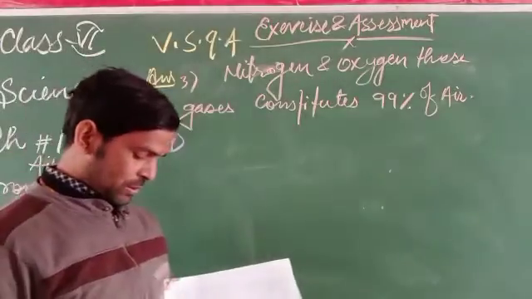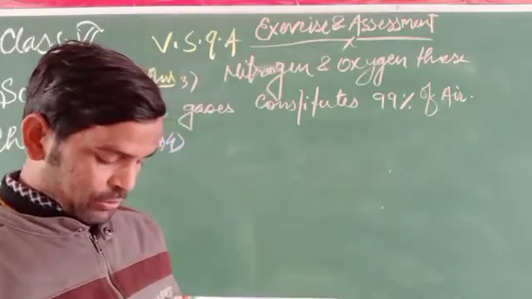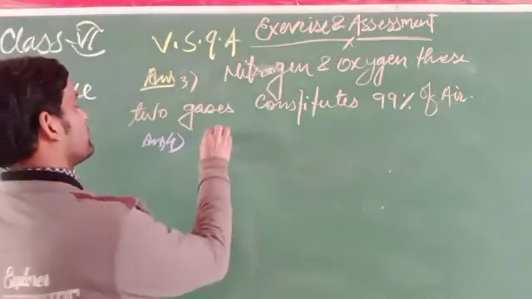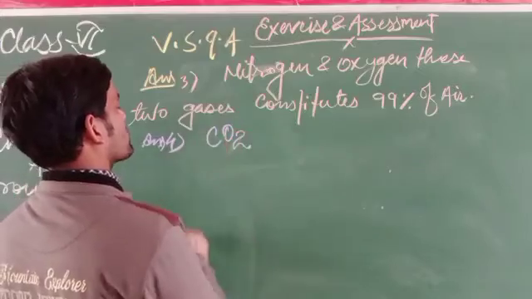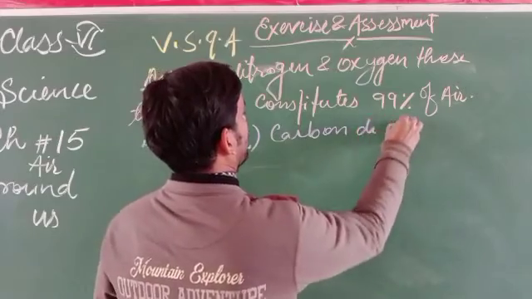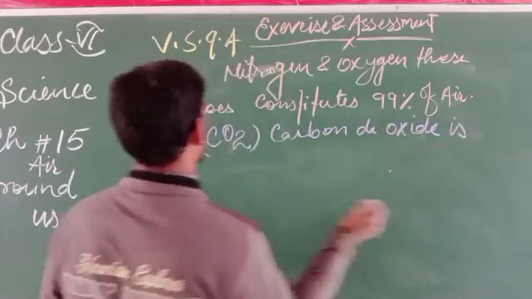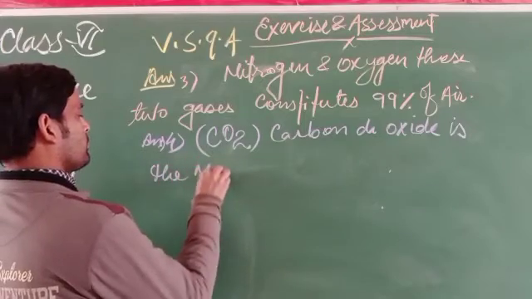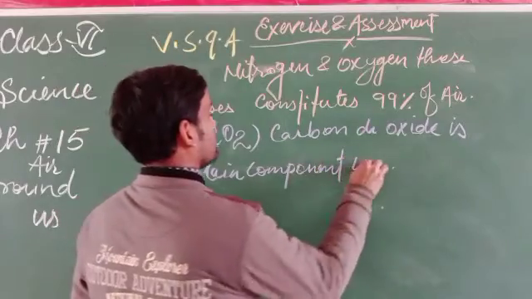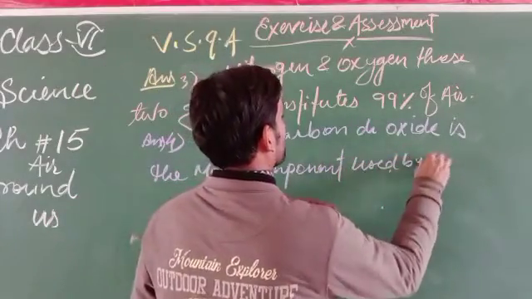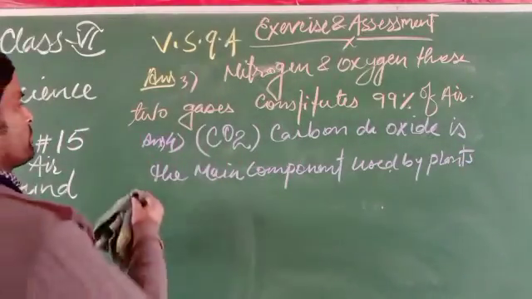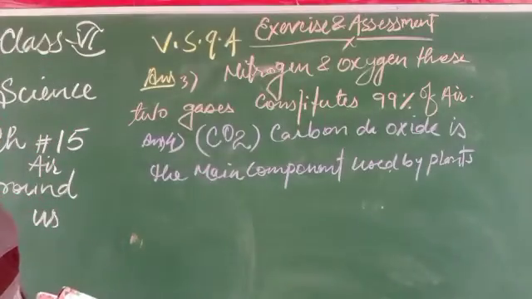Question 4 is: name the component of air used by green plants to make their food. Carbon dioxide. Carbon dioxide is the main component used by plants to make their food.